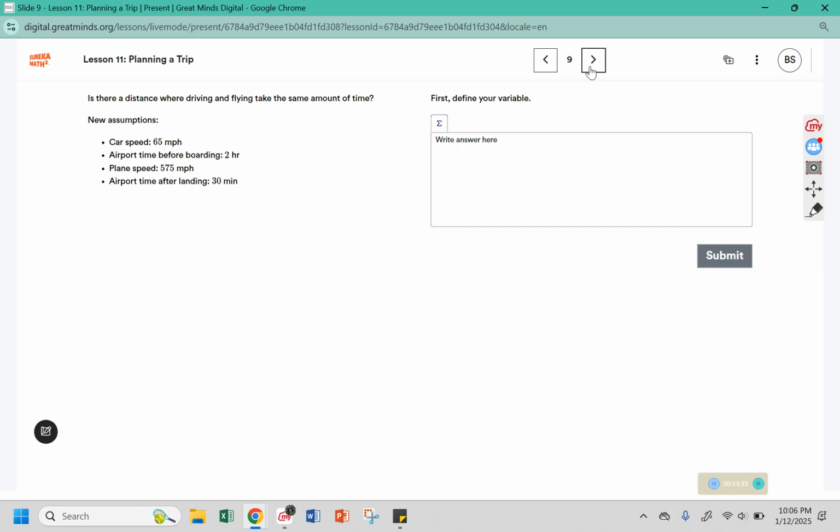Is there a distance where driving and flying take the same amount of time? So it says some new assumptions. Your car is traveling 65 miles an hour. You take 2 hours at the airport before you board. Your plane travels 75 miles per hour, and the time after is 30 minutes. First, define your variable.